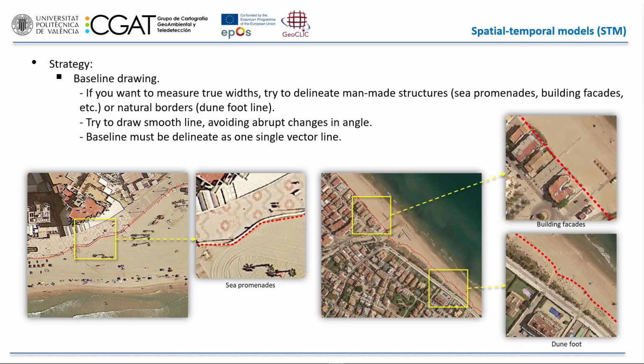Now let's see how to organize the information to build the spatio-temporal model. As for the baseline, if we want to obtain distances that represent real widths, we need to draw this line on the inner boundary of the beach, either to the construction elements, say promenades, building facades, or to natural limits, for example foot of dune. Try drawing the line as a single entity and using smooth strokes, avoiding big changes of direction.